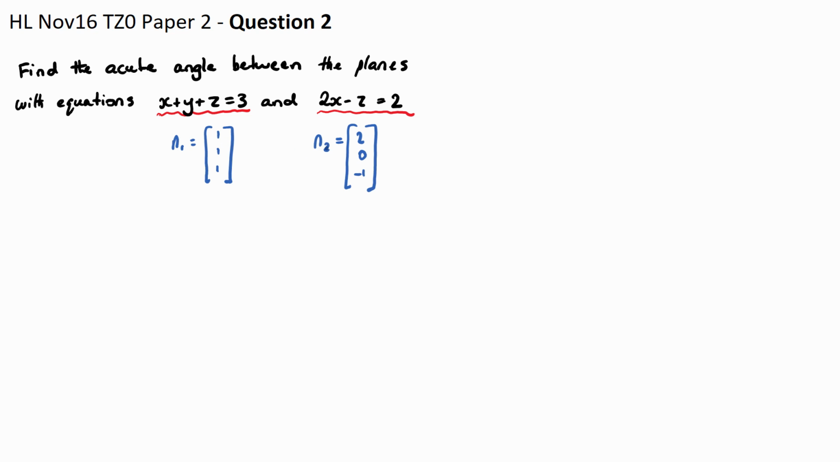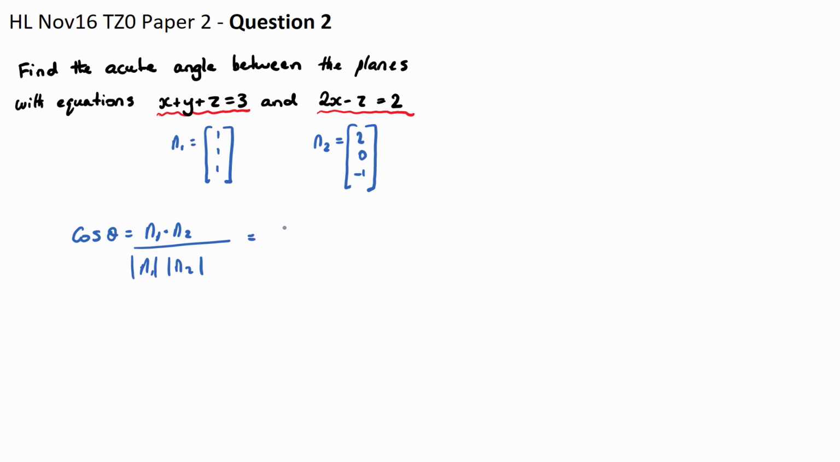Okay, so these are the two vectors that are perpendicular to our planes, and what we can then go ahead and do is find the angle between them using the dot product or the scalar product. So the scalar product says that cos theta will equal the dot product, so n1 dot n2, over the magnitude of n1 times the magnitude of n2.